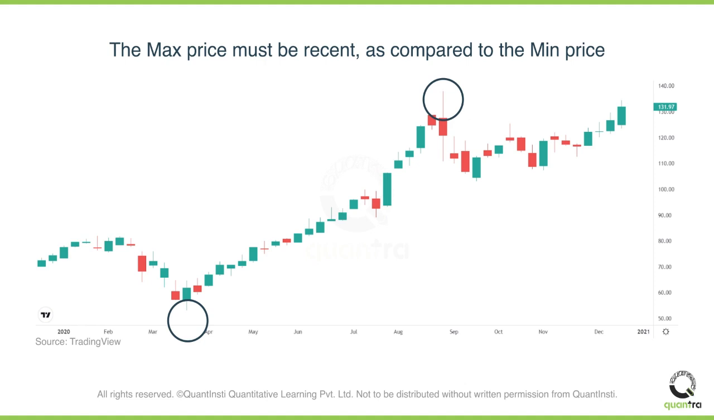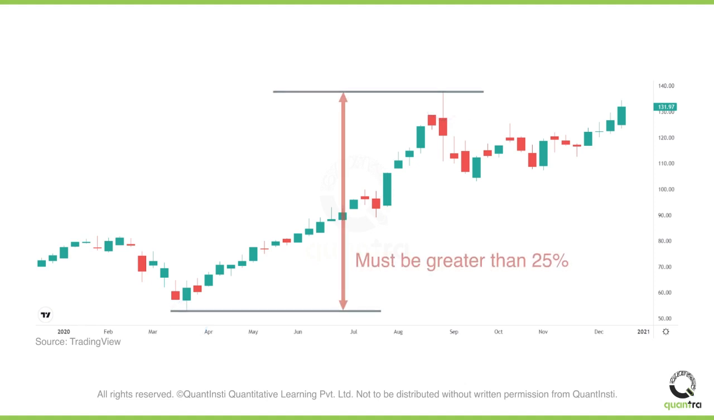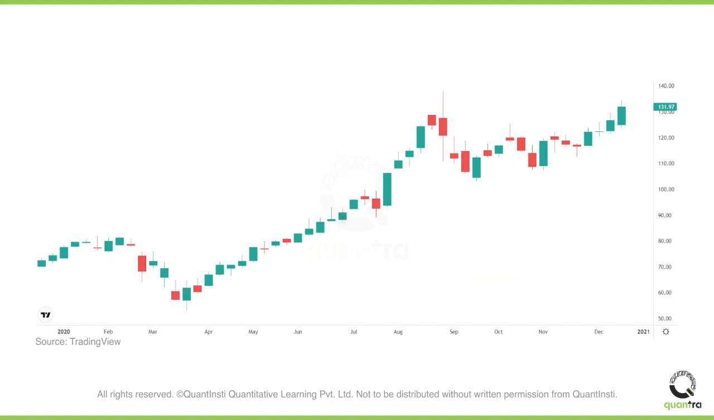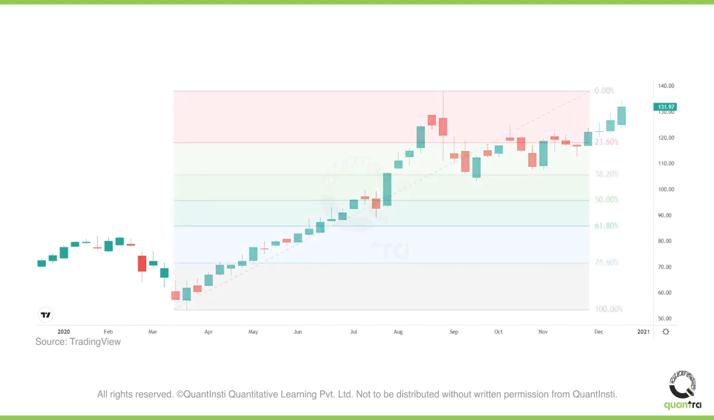Additionally, we can also specify a certain threshold to ensure that the uptrend is of a decent magnitude. For example, here we check if the range of min and max minus min, is at least 25%. Assuming that our setup looks similar to this, we now also have to decide on a buying zone.